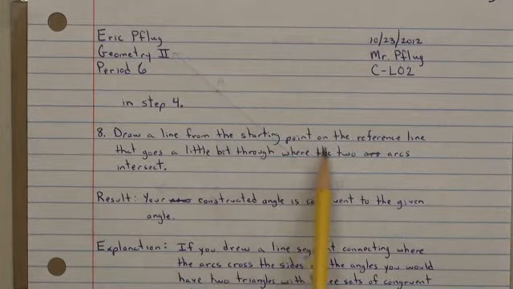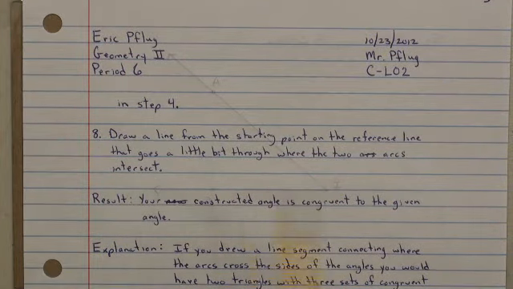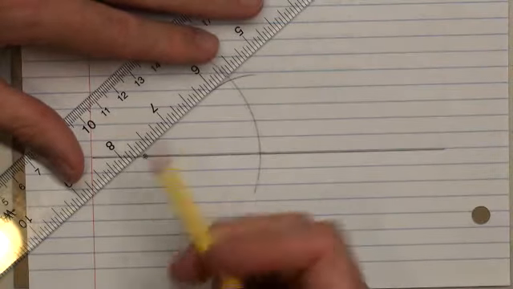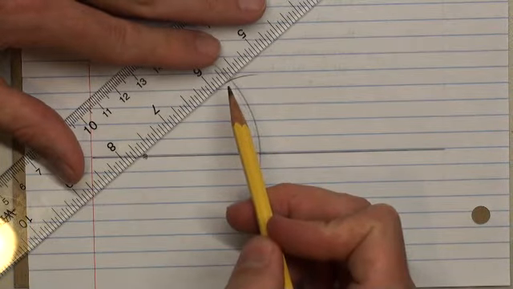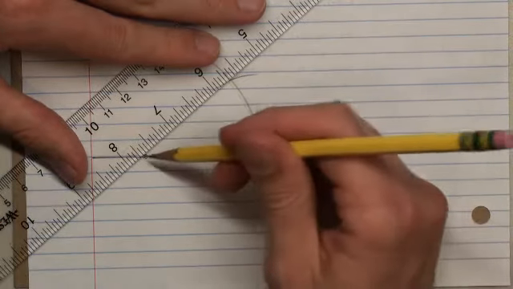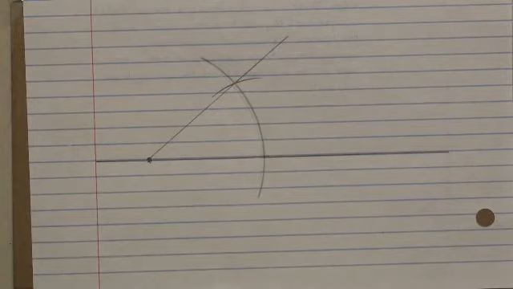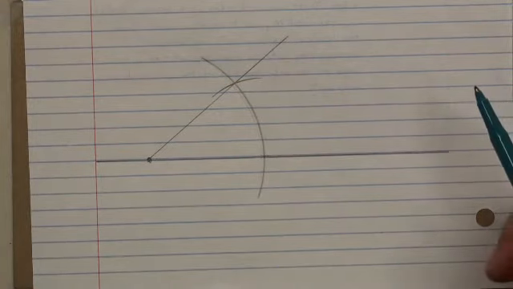Draw a line from the starting point on the reference line that goes a little bit through where the 2 arcs intersect. So I'm drawing a line from the starting point on the reference line right through where the 2 arcs intersect. It says go a little bit past, so I'm going a little bit past. Now you can see I have my angle here.